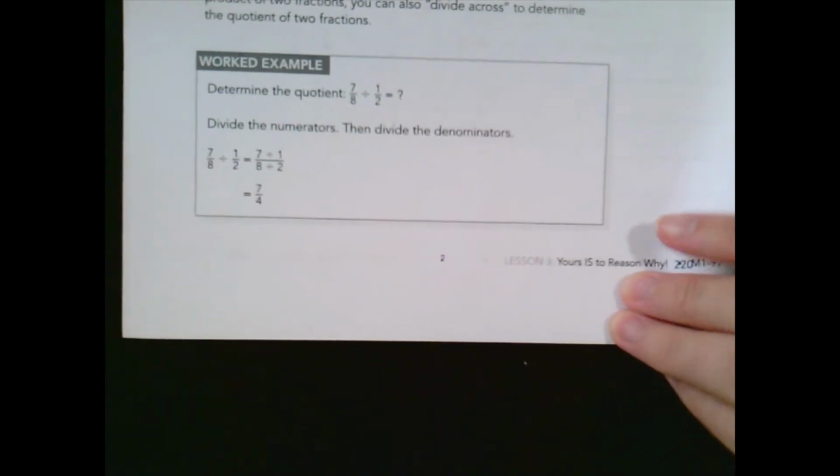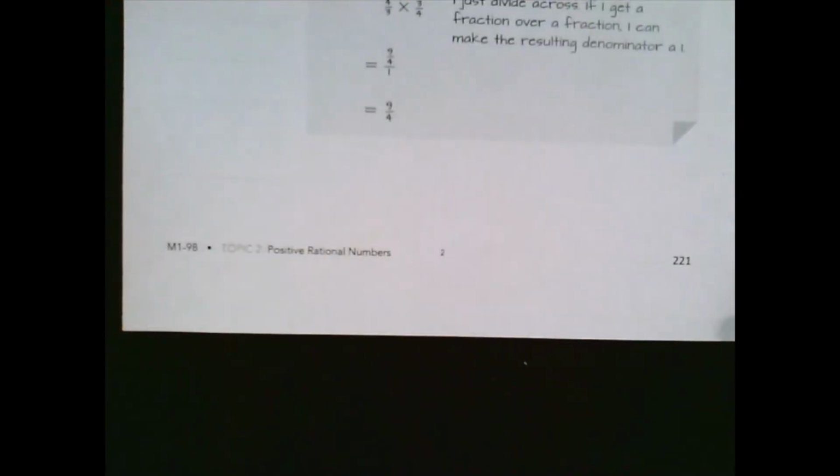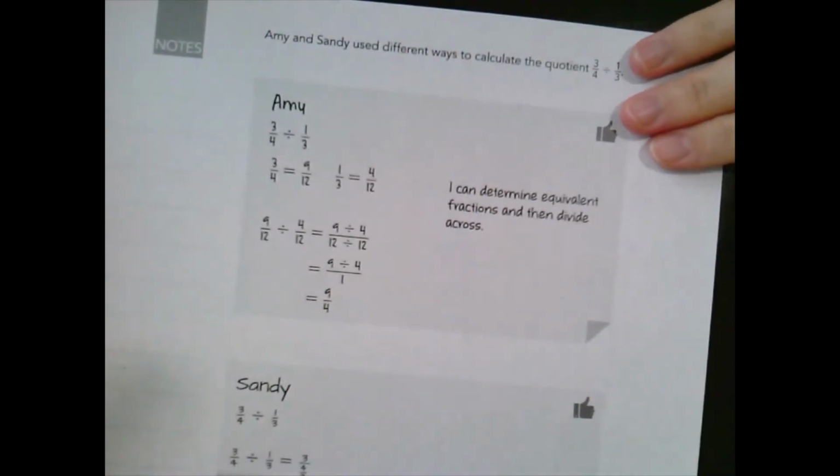Now let's look at another example. This is the top of page 221. Let me straighten it out for us. Amy and Sandy use different ways to calculate the quotient 3/4 divided by 1/3. Let's look at Amy's way first. Amy did 3/4 divided by 1/3.